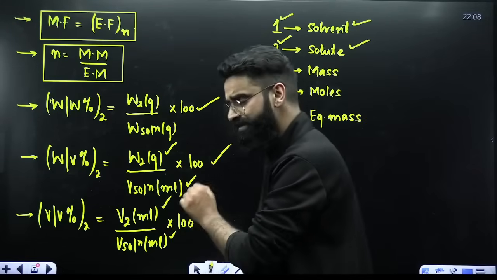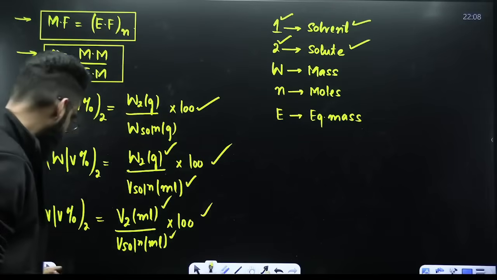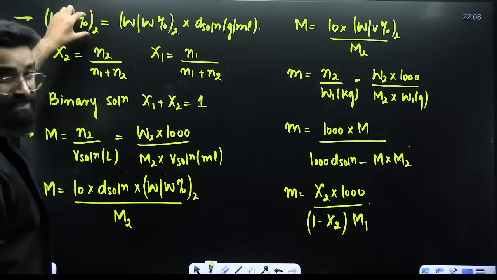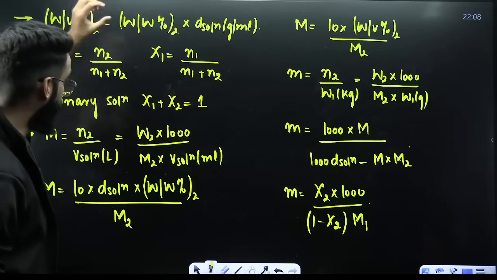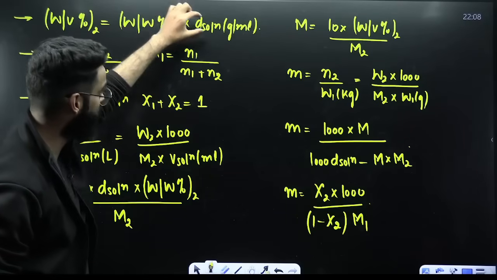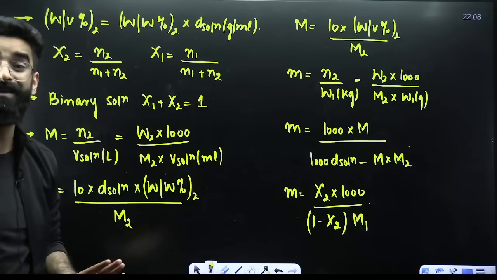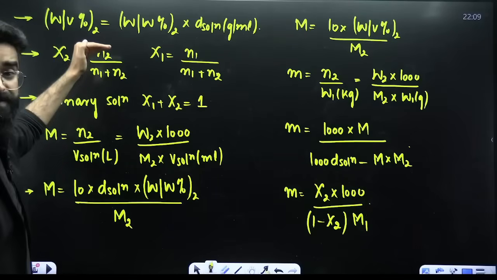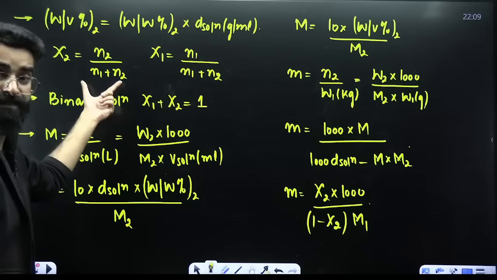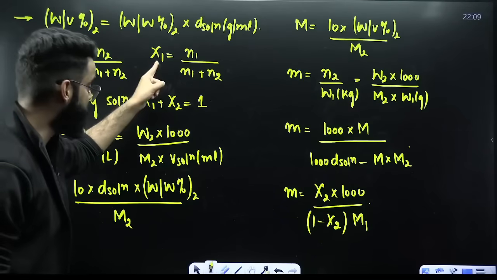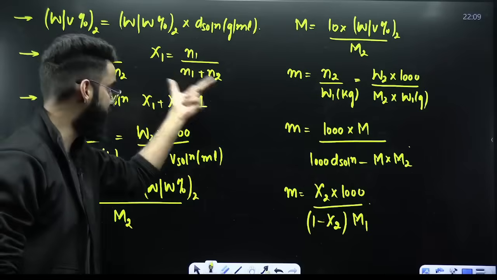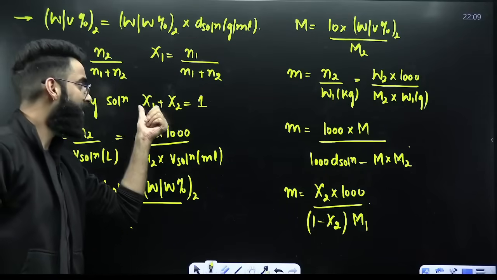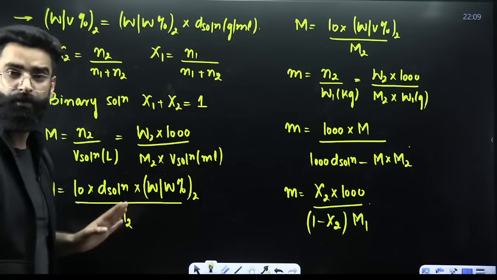These are some basic results. My dear students, there are a few more results which you need to know. Weight by volume percentage of solute is always equal to weight by weight percentage of solute multiplied by density of solution in grams per ml, right? Mole fraction of solute is equal to moles of solute divided by total moles present in the solution. Mole fraction of solvent is equal to moles of solvent divided by total moles present in the solution. In case of the binary solution, chi1 plus chi2 is always equal to 1.